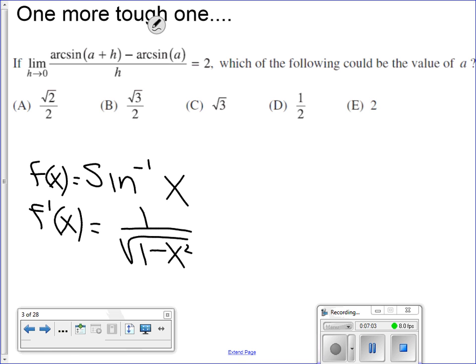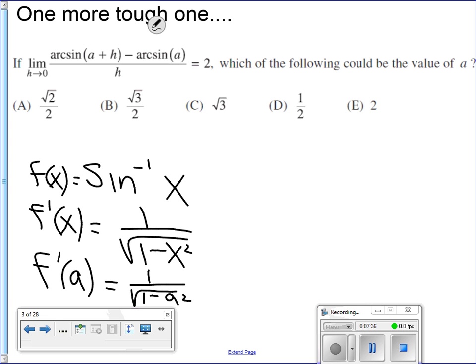Now, they plugged something in for that, didn't they? What did they plug in for the x? A, right? So f prime of a is equal to 1 over the square root of 1 minus a squared. That's what this whole limit equals, but that's not what they're asking us for. They're telling you that this whole limit that we just found, the derivative at a, equals 2, and they want us to solve for a.